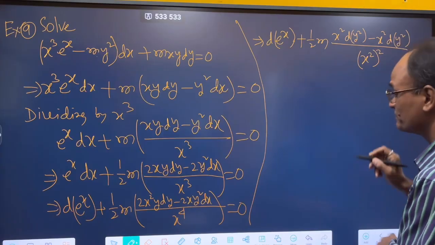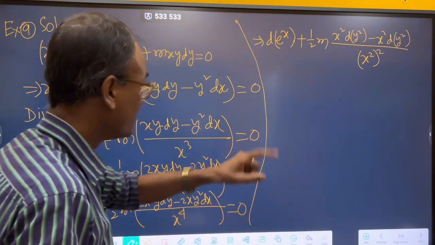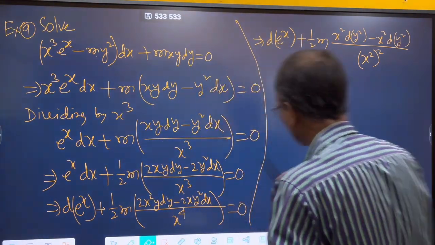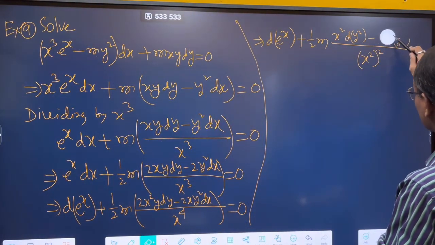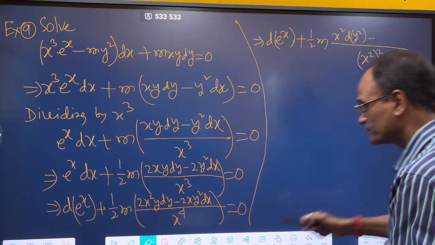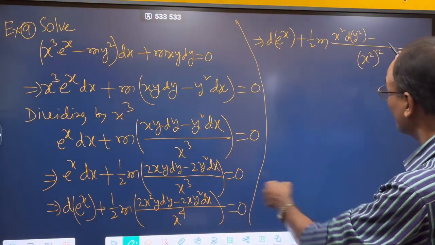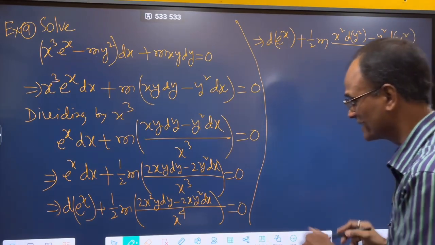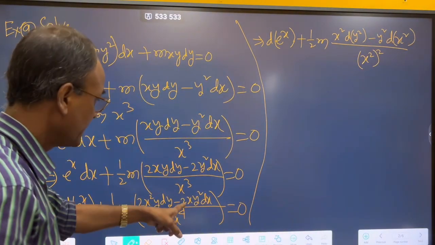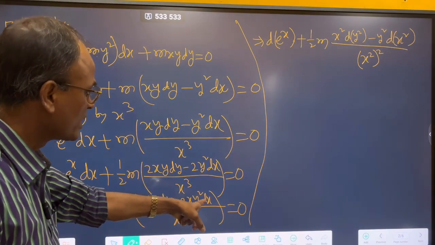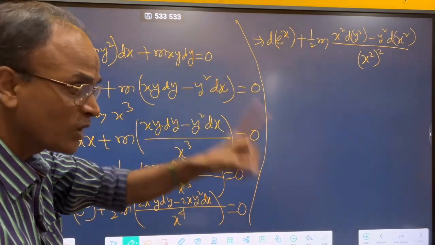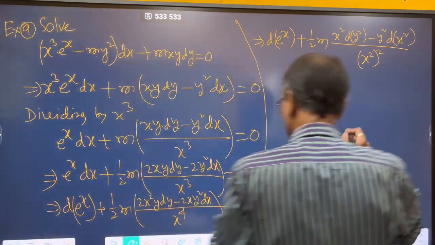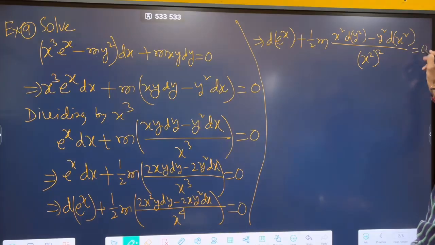Can I write like this? No, not... one minute. Minus y square d of x square, you can write like this. It is twice x y square. y square d of x square means twice x dx. d of y square means twice y dy equal to 0. This is equal to 0.